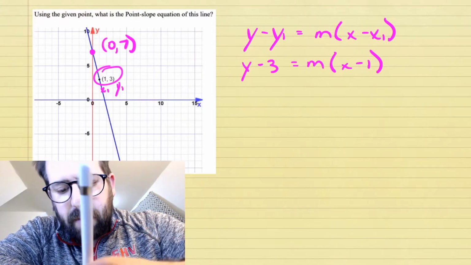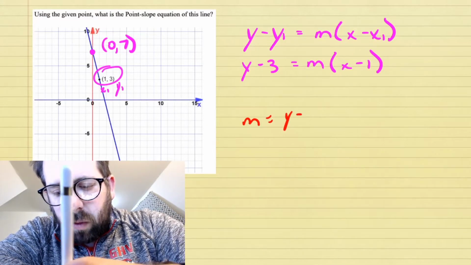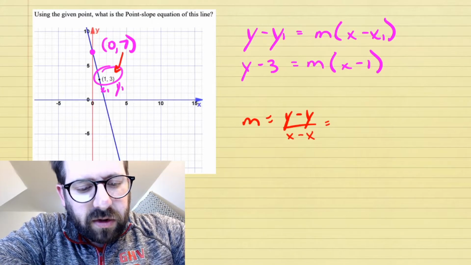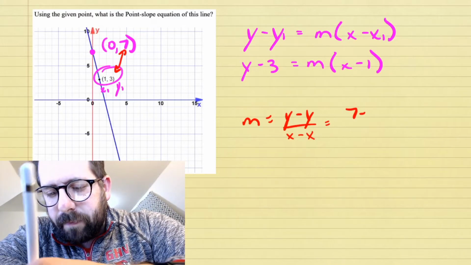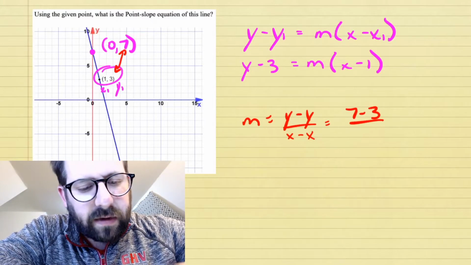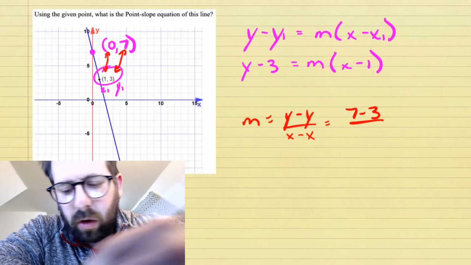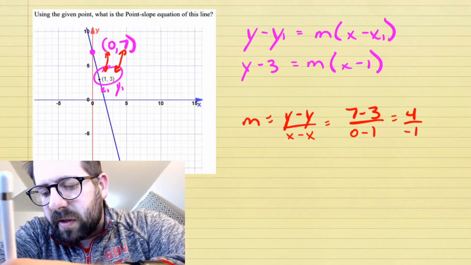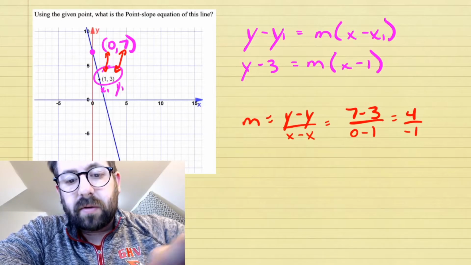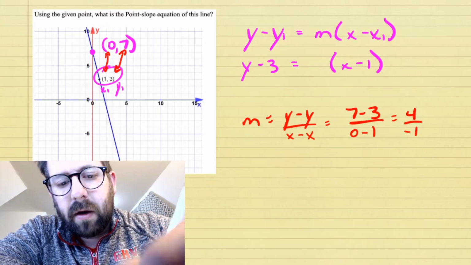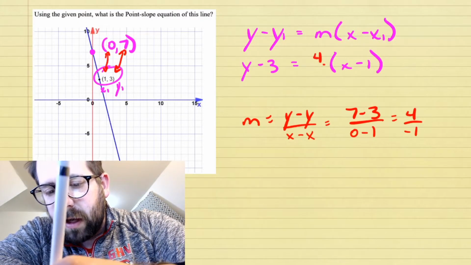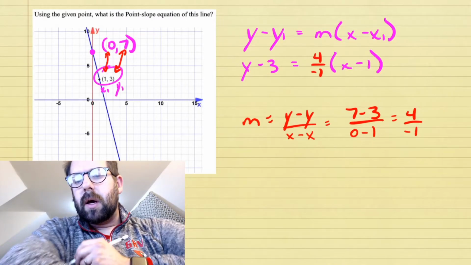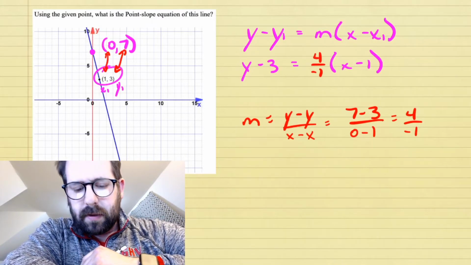So to find slope, again, my slope formula is y minus y over x minus x. Okay, so the y numbers are the back numbers, so I'm going to subtract these, 7 minus the 3. And then the x's, I'm going to take the 0 minus the 1. Now, 7 minus 3 is 4, and 0 minus 1 is a -1. So there's my slope, and I'll replace this little m here with my slope, 4 over -1. 4 over -1 is the same as -4 if you divide the two numbers. But I'll just leave it a fraction, that's fine.